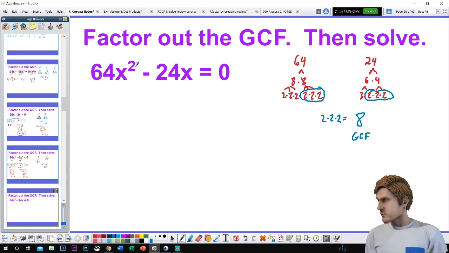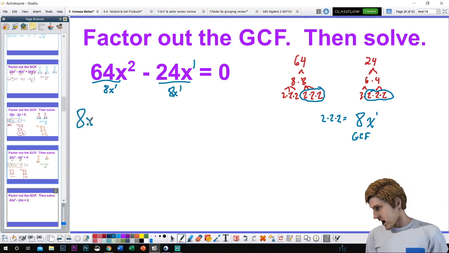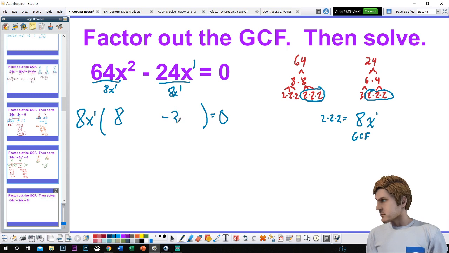So looking at the variables, I have a 2 here, I have a 1 here, so my smallest exponent is 1. So my GCF is 8x to the first power. X to the first power goes on the outside, then I'm going to set the whole thing equal to 0. Divide them, that gives me 8. Divide those, that gives me -3. With our x's, I'm going to subtract my exponents. 2 minus 1 gives me 1. 1 minus 1 gives me 0 because the x's cancel. Next, set each thing equal to 0, so I have this 8x on the outside equal to 0, and this 8x minus 3 equals 0.